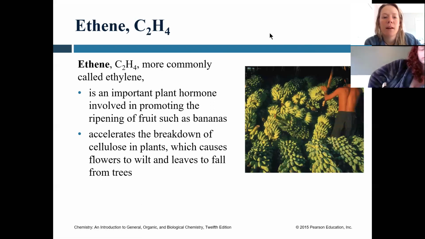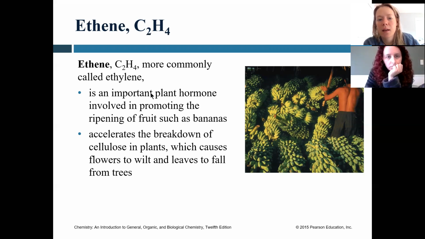So some things about ethene, more often referred to as ethylene. It's an important plant hormone. It helps to ripen bananas and accelerates the breakdown of cellulose in plants.